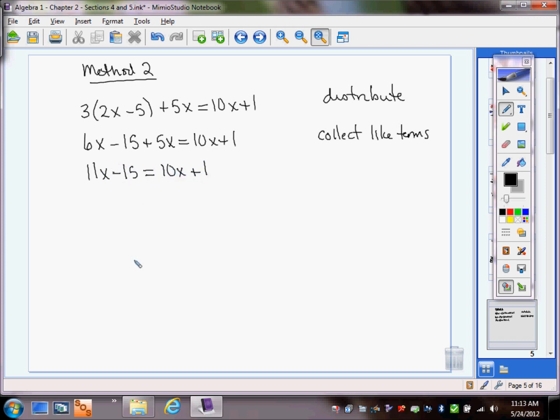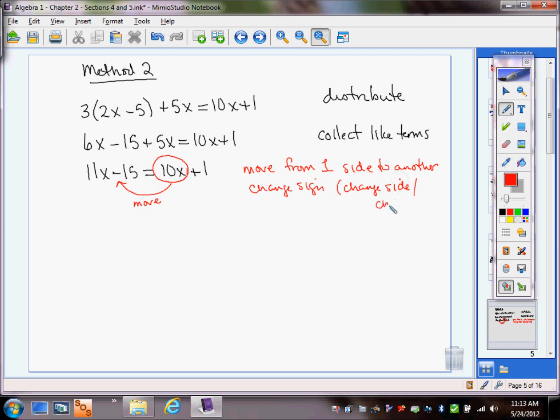Okay, but instead of subtracting from both sides, because sometimes that can be confusing, the other thing you can do is you can actually physically pick this up and move it. Now if you move it from one side of the equation to another, you change the sign. So change side, change sign. And so for some people, for some reason, it's easier to think of it that way.